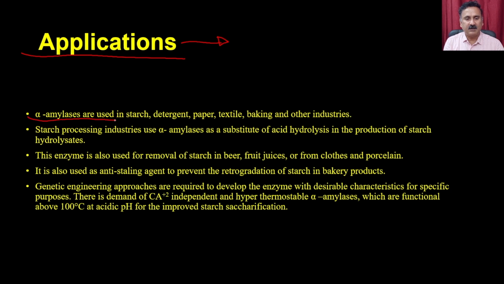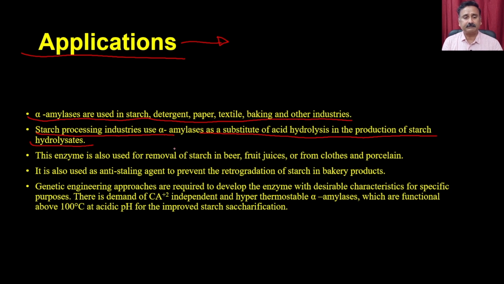So alpha amylases are used in the starch, detergent, paper, textile, baking and other industries. Starch processing industries use alpha amylase as a substitute for acid hydrolysis in the production of starch hydrolysates. So you can use the acid hydrolysis, or you can use this particular enzyme. Remember the classical experiment where people used the plant extract and were able to convert the polymeric sugar, the starch, by hydrolysis, right?